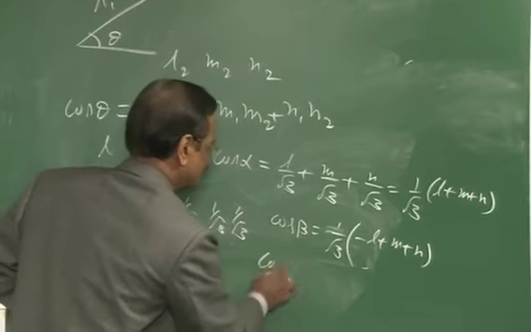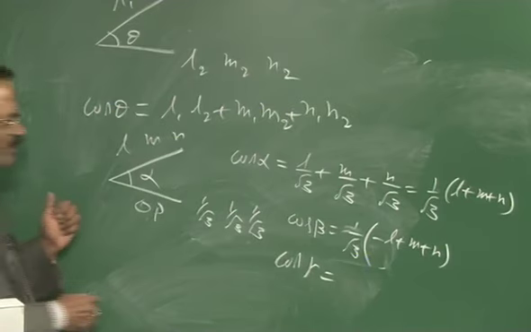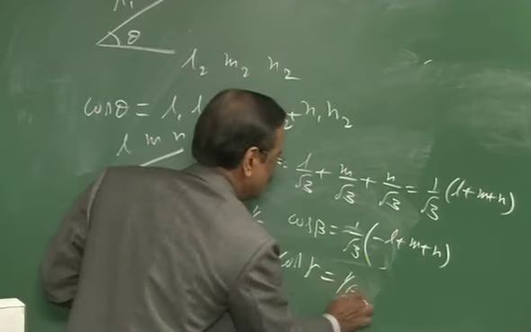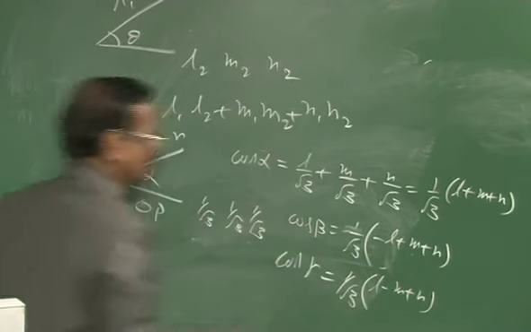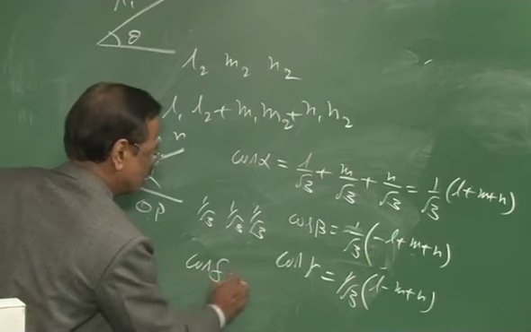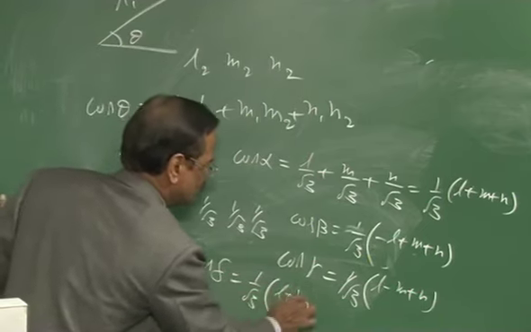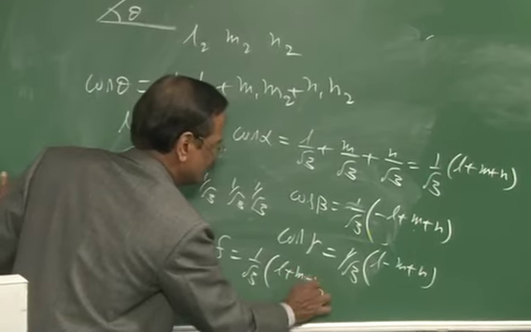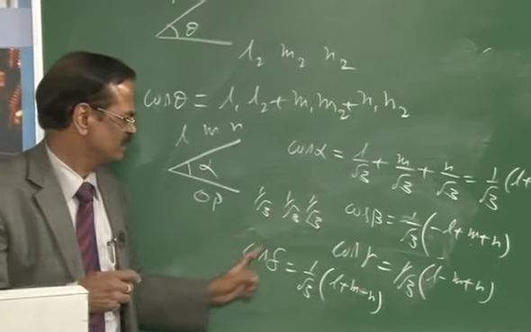Next, similarly cos gamma, that is the next diagonal, that is BF. If you take 1 by root 3 out, the middle one is going to be negative: L minus m plus n. And the last one, the angle between that line with the DCs LMN and CG, is going to be cos delta. It is 1 by root 3 remains same, and n is negative: L plus m plus n minus n. This is the way of finding these angles, cos alpha, cos beta, cos gamma, cos delta.